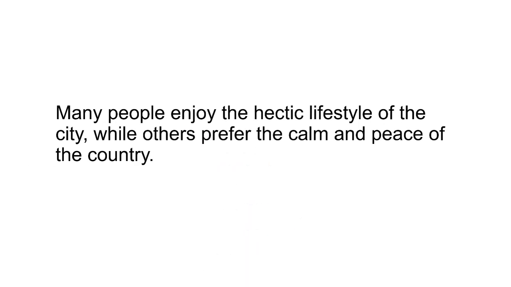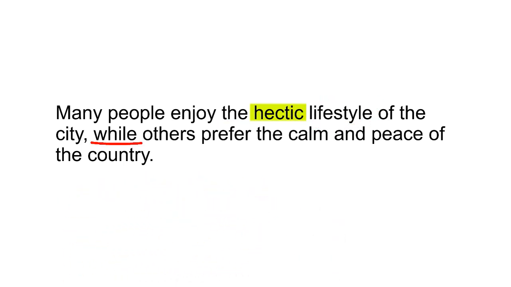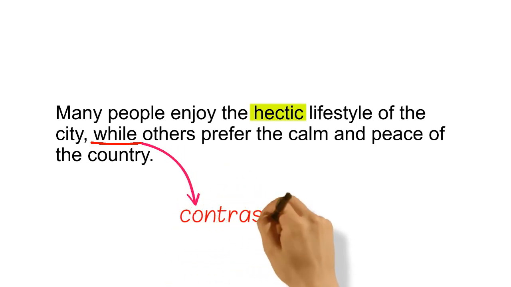Let's look at another example. Many people enjoy the hectic lifestyle of the city, while others prefer the calm and peace of the country. What does hectic mean? It comes between the and the noun lifestyle, so it must be an adjective. The word while is used as a linking word here to show contrast. So hectic must contrast with calm.